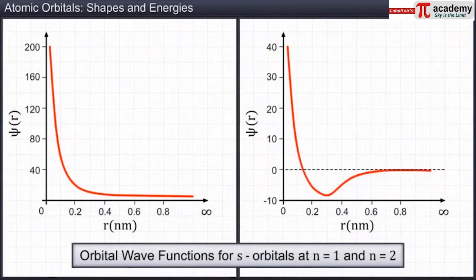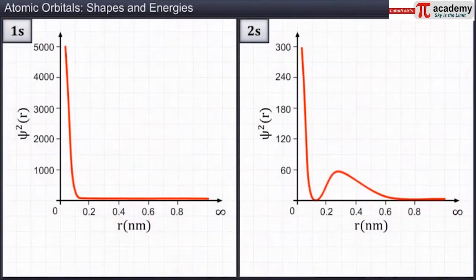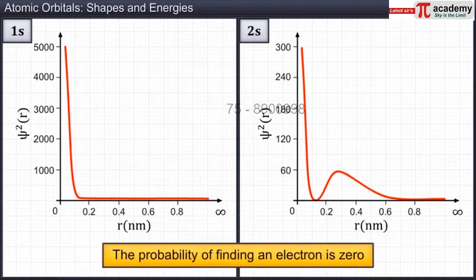Let us look at the plots corresponding to the orbital wave function psi as a function of distance of an electron from the nucleus, that is, r, for the 1s and 2s orbitals. Similarly, look at the curves of probability density psi square as a function of radius for these orbitals. The following are the important conclusions that can be drawn from these plots. At r equals 0 or infinity, that is, at the nucleus or at infinite distance from the nucleus, the probability of finding an electron is 0.